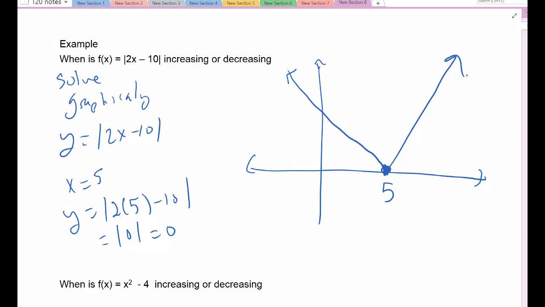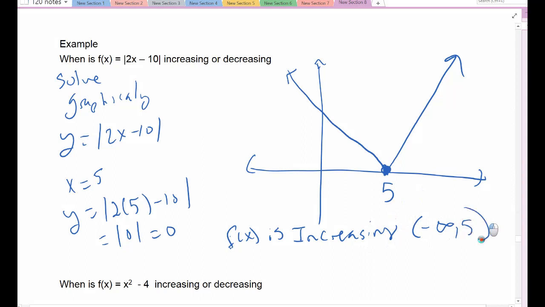At the 5, it stopped. Neither increasing nor decreasing. So to write that out, f of x is increasing, we always use interval notation, from negative infinity to 5, don't include the 5 because that's where it stopped.